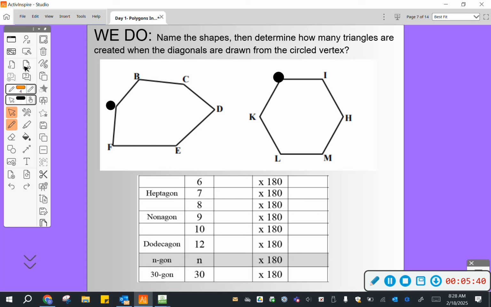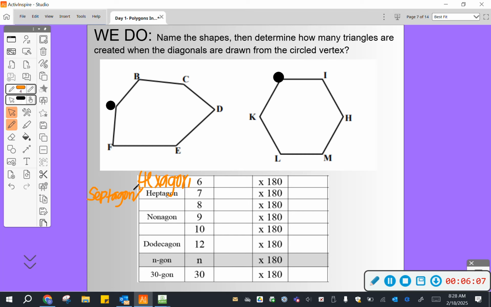Hexagon. 6 sides. 6 has an X. By the way, you are going to have to know these for your test, and we're going to be doing them all week. Hexagon is 6. 7 sides we did in the warm-up was heptagon, or does anybody remember the other one? Septagon. Kind of sounds like a Decepticon from Transformers, but it's just septagon.